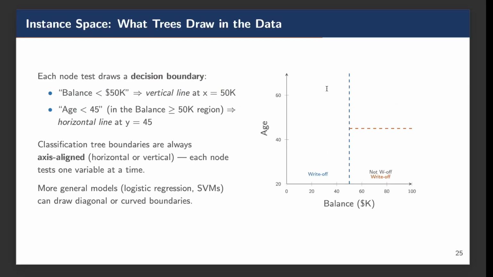Now, we can visualize all this using the instance space. Each node draws a decision boundary. This is what we call the decision boundary. First, we look at the balance, and we divide the balance into 2, which is 45K. This is less than 45K, this is larger than 45K. After that, for those with a balance larger than 45K, we look at the age. Not 45, sorry, it's 50K. Now we look at the age. If the balance is larger than 50K, then we look at whether the age is less or larger than 45.